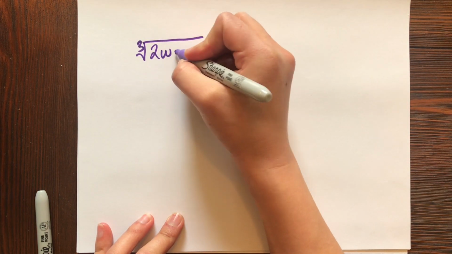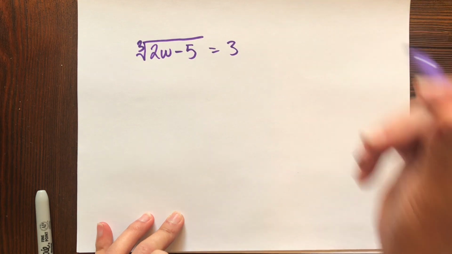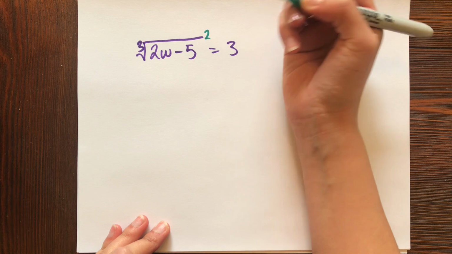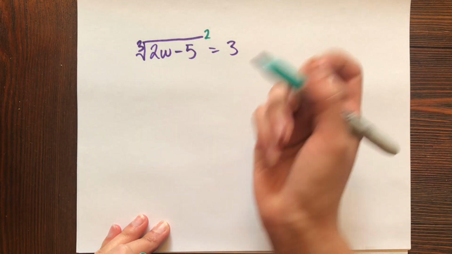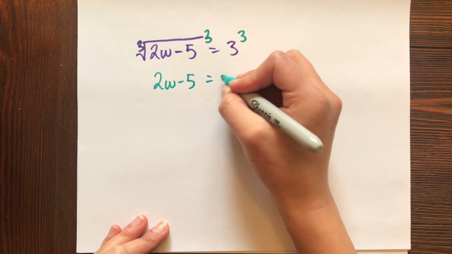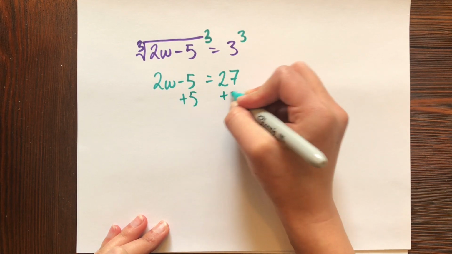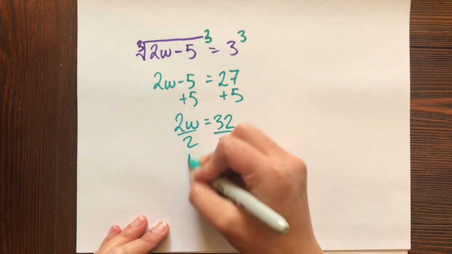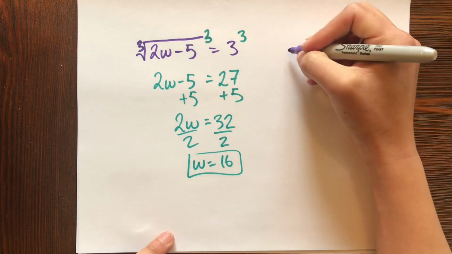Let's do another example. This time we're going to have a cubic root. Now, the opposite of a cubic root is not going to be to square, right? Because the cubic root is like what 3 things multiply together. So instead of squaring, I'm going to cube both sides to undo that cubic root. And then I have 2w minus 5 equals 27. I add 5 to both sides. I divide by 2. And I again get w equals 16.